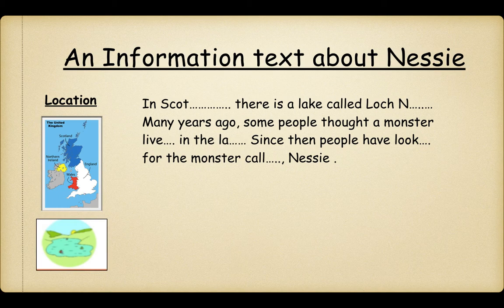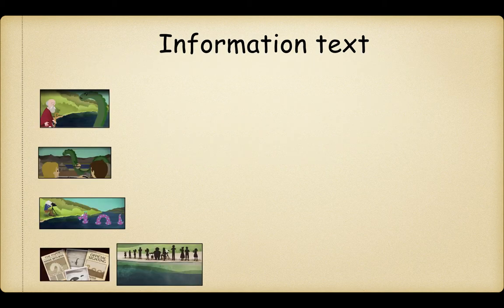So we're giving them some information or knowledge about Nessie, the Loch Ness monster. So what happens next with our information text? Well, we then need to think about the dates given in the video. In that information text, dates give the reader an idea or knowledge of when this all happened. So when did this all happen?